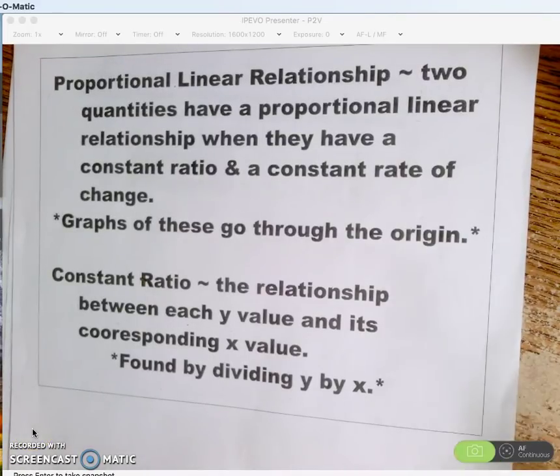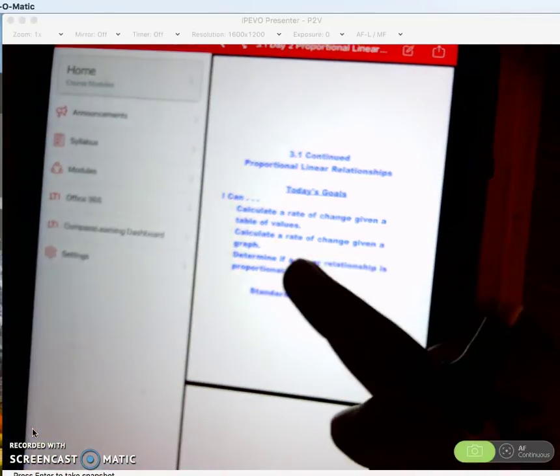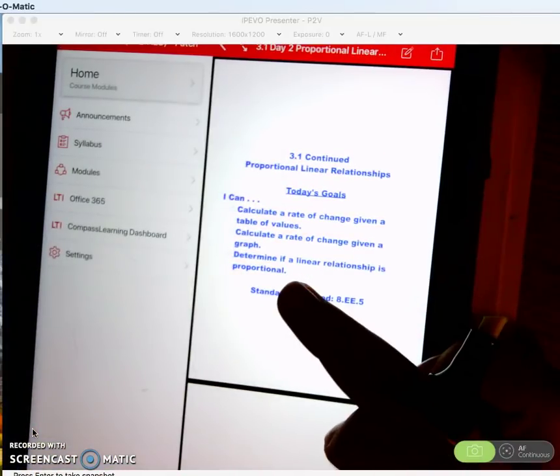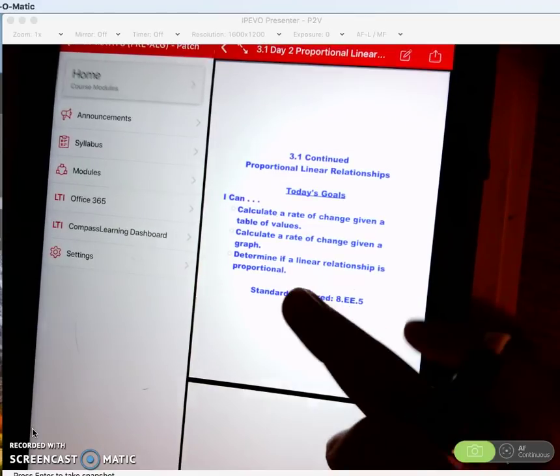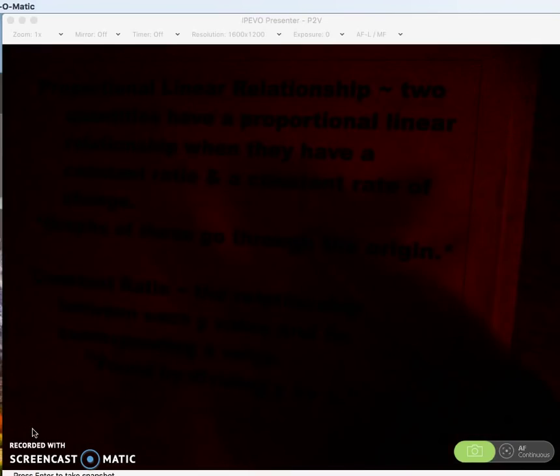Today we're going to be doing 3.1 day 2. We're going to take it a step further. Yesterday's I can statements were: I can calculate the rate of change given the table of values and a graph, and now we're going to determine if a linear relationship is proportional. That's what we're going to be doing today.